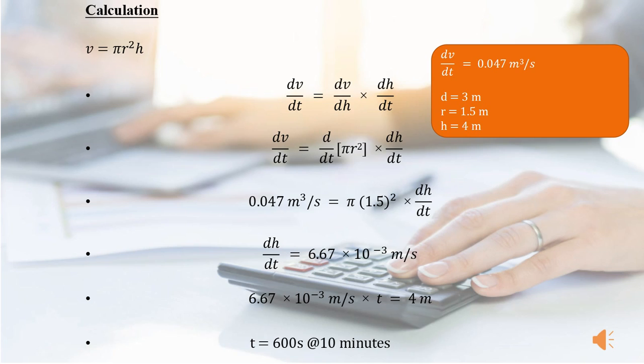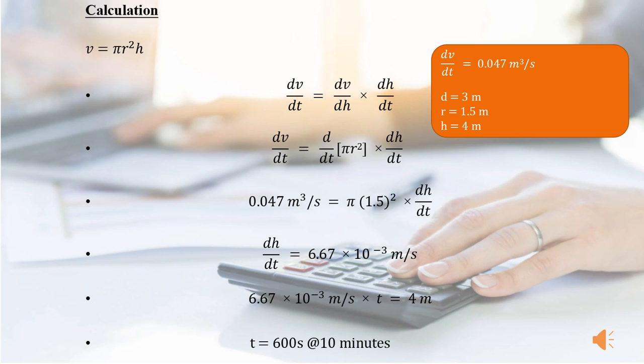So the shape of the pool is cylindrical. If we want to get the volume, the formula is pi r squared h, where r is the radius and h is the height. So from the problem statement, we create the formula to get the time: dV over dt is equal to dV over dH times dH over dt.